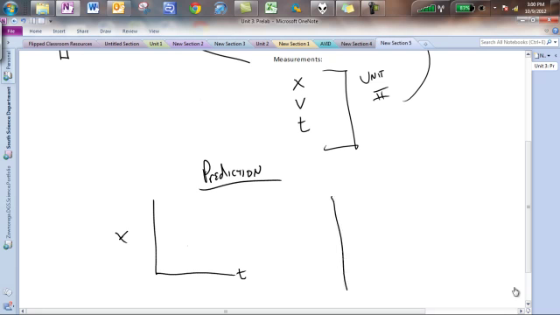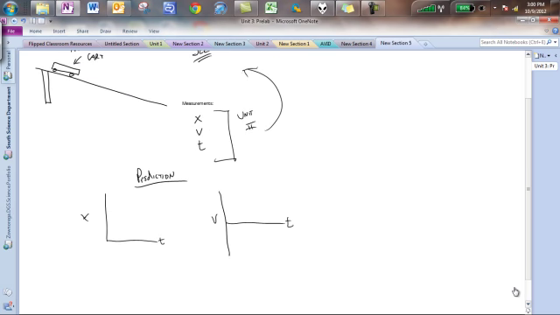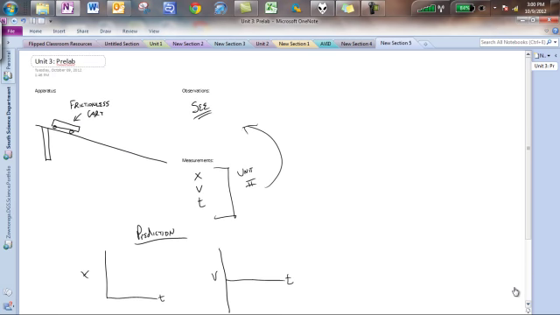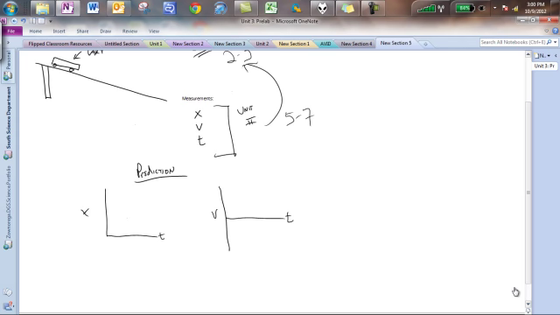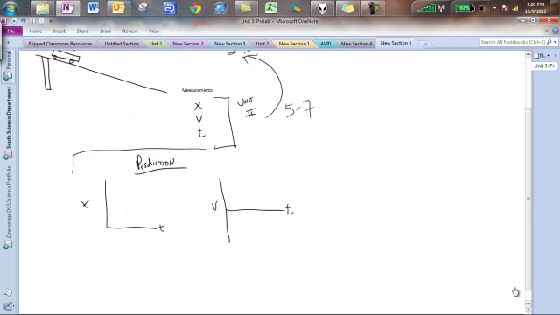And I want you also to create a prediction of what you will be looking for on the v versus t graph. So tomorrow for class, I will be looking for your apparatus. I will be looking for about 2 to 3 really good observations, and about 5 to 7 measurements that you can take, and I will be looking at your predictions for what you think the x versus t and v versus t graphs would look like for this situation.